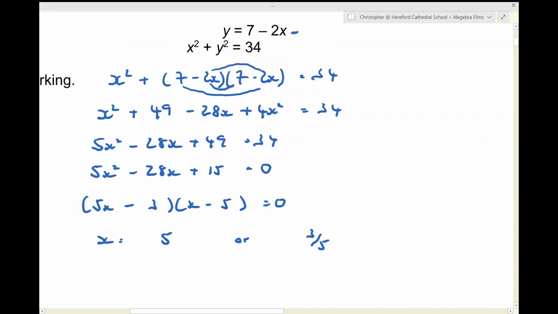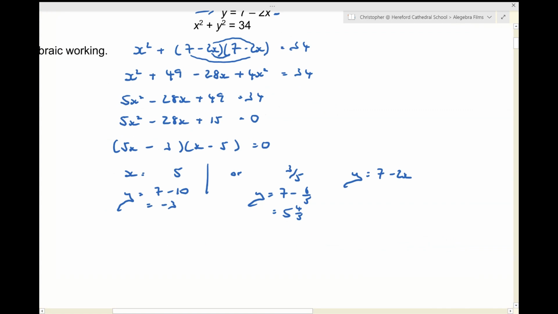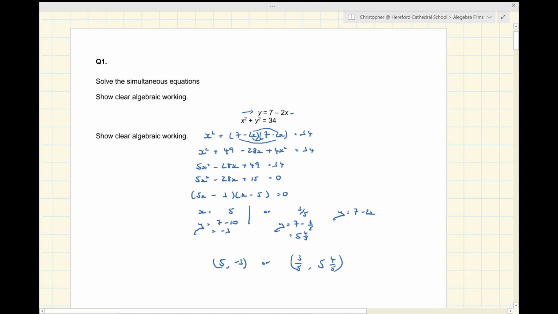Now, what about y? Well, of course, I've got this equation here, haven't I? y is 7 minus 2x. So if x is 5, then y is 7 minus 2 of those, 10, so that's minus 3. Or if x is 3/5, then y is 7 minus 6/5, which is 5 and 4/5. So my two solutions are that x is 5 and y is minus 3, or x is 3/5 and y is 5 and 4/5. And that's question 1.